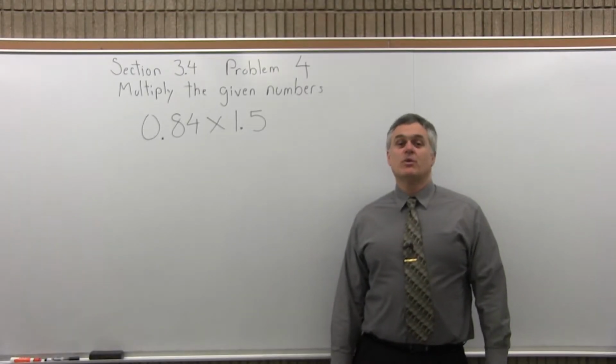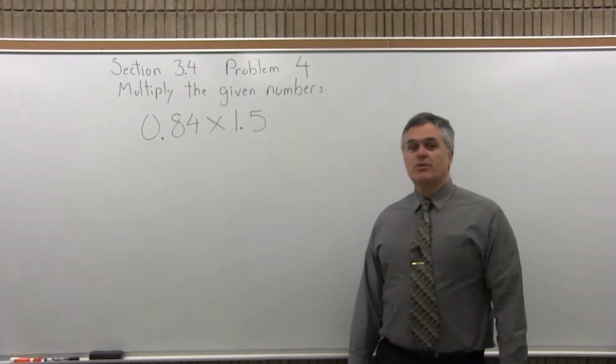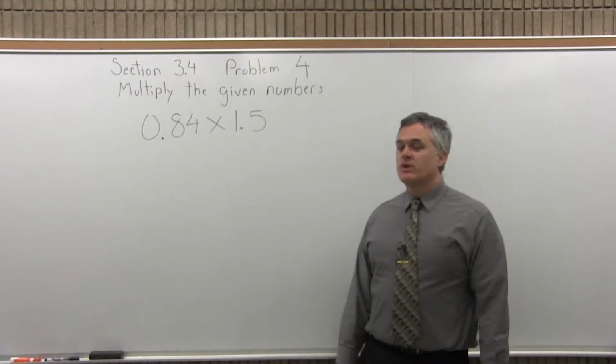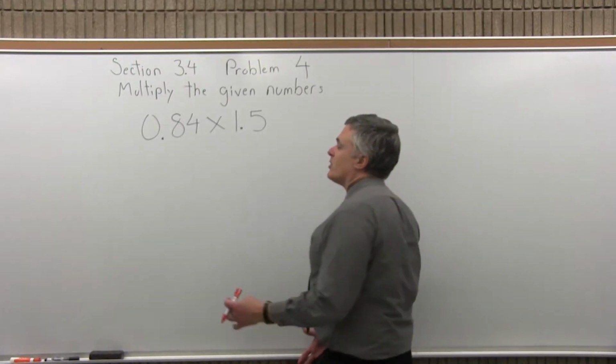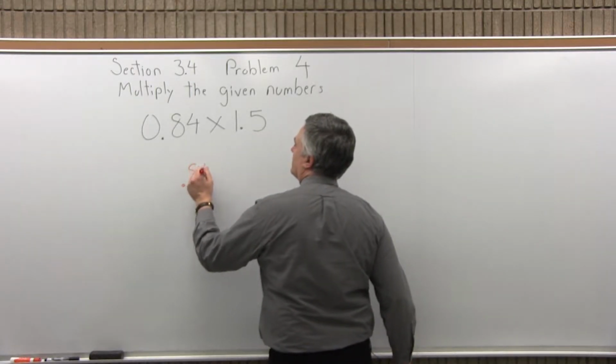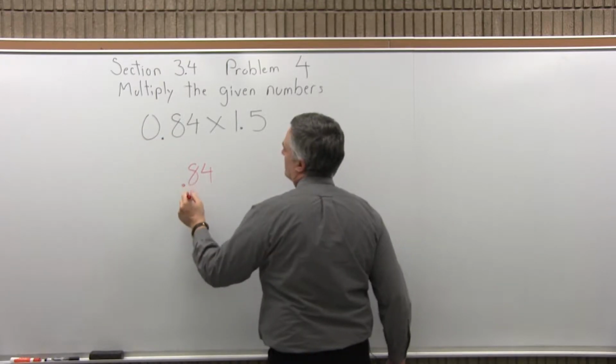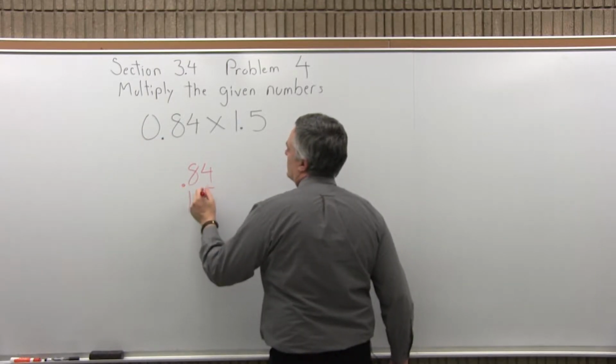This is Section 3.4, Problem 4. It says multiply the given numbers, 0.84 times 1.5. So if I'm going to multiply this by hand, I prefer to write it in a vertical format. You don't really need the 0 in front of the 0.84, so I can write .84 times 1.5.